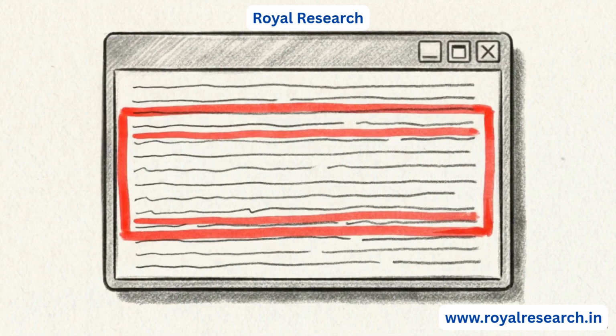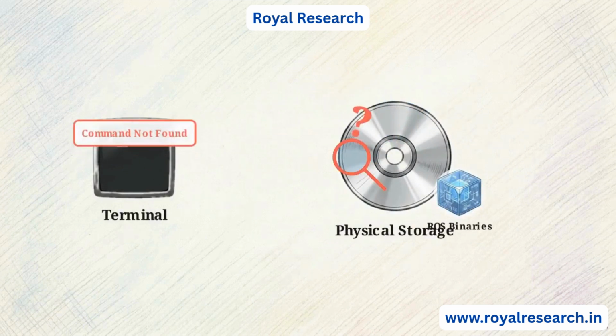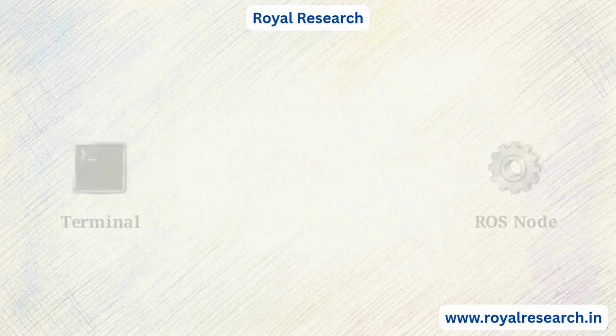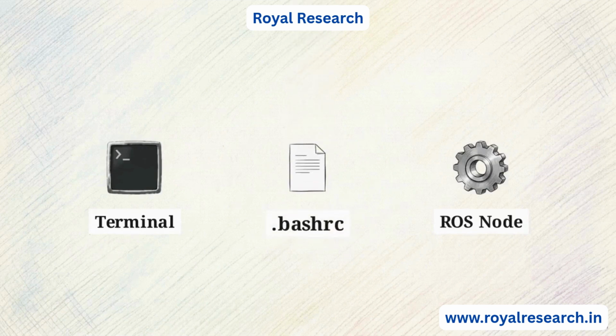The most frequent error new developers encounter is typing a valid ROS command and receiving a command not found output. This happens when the terminal does not know where the ROS executable files live on your hard drive. This flowchart shows a terminal node failing to recognize a ROS node until we introduce the .bashrc file. This hidden script dictates routing rules.